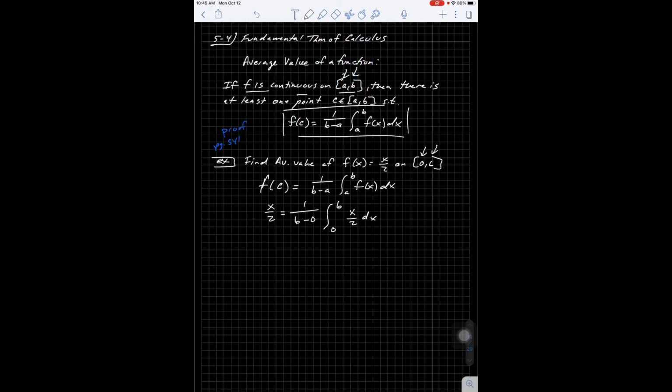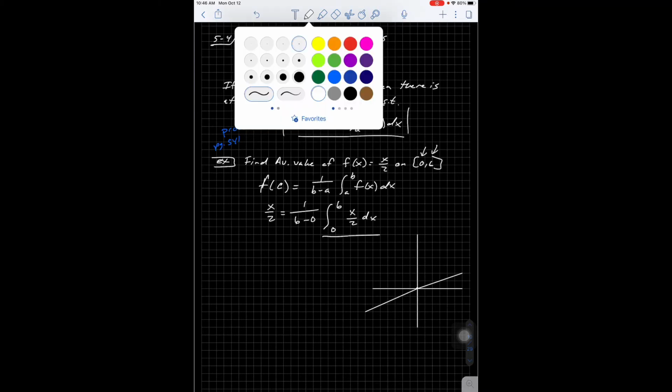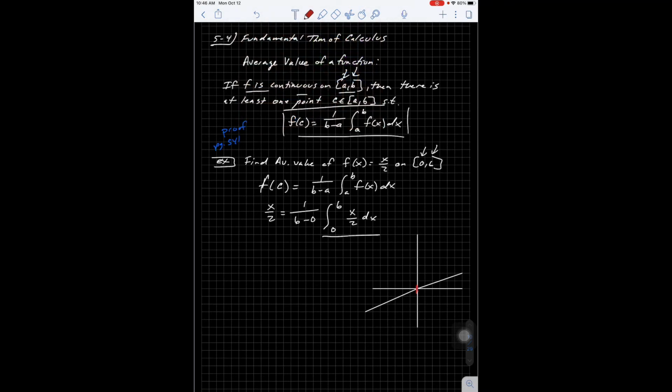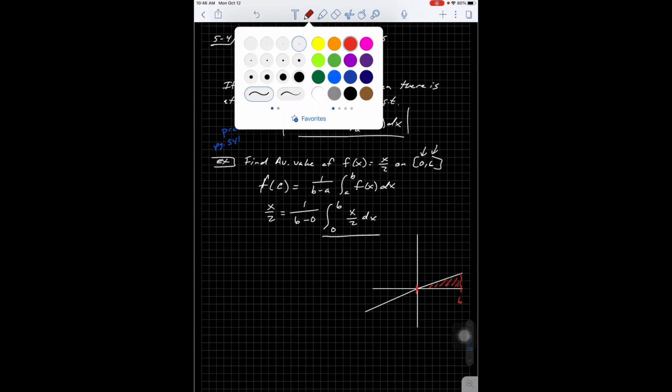All right, so let's figure this out. This is the area under the curve, right? So I think because this is a line, it might be easier to figure this out with geometry. It's a line that has a y-intercept of 0 and a slope of 1/2. So it's looking like this, roughly, okay? And we're going from 0 to 6. So I want this area right here. Well, since that's a line, the area is just a triangle.